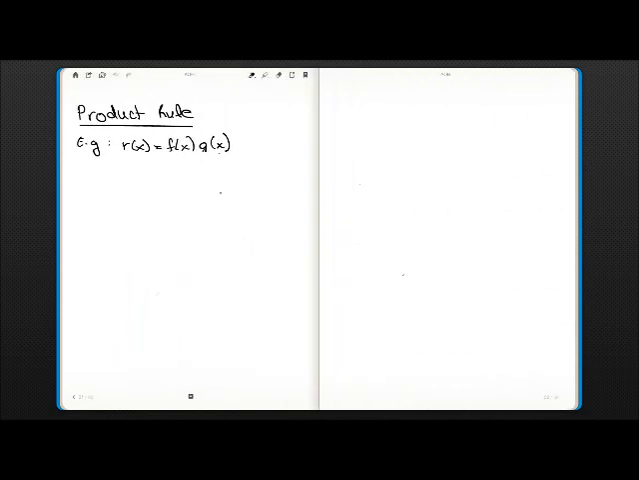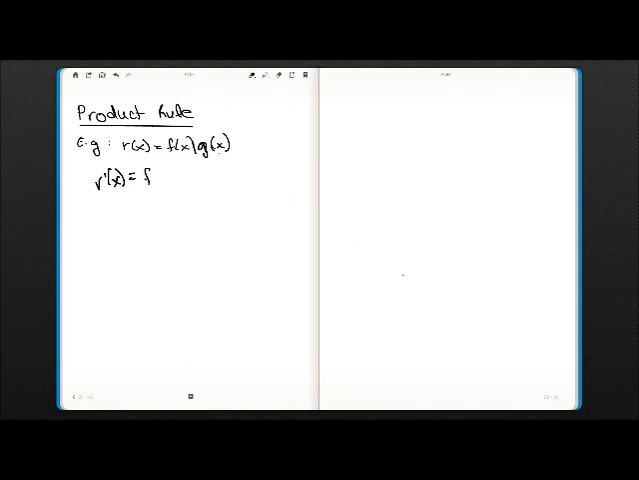The product rule. The product rule is a very handy tool in your toolbox. When you need to find the derivative of a function that is a combination of a product, which in this case is r of x equals f of x times g of x, you can use the product rule to find the derivative.